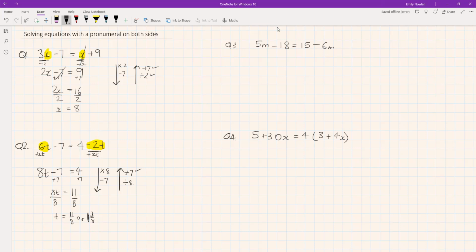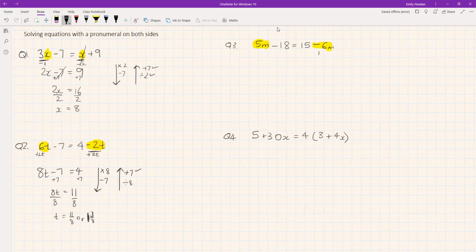So over here to question 3. Let's see which one of the pronumerals or the unknowns again. This time we've got 5m is an unknown and minus 6m is an unknown. Now, which is the smallest unknown? This one people get a little bit confused with sometimes because they're thinking that 5 is a smaller number than 6. But minus 6 is actually a smaller number than 5. So this is the one we want to move.